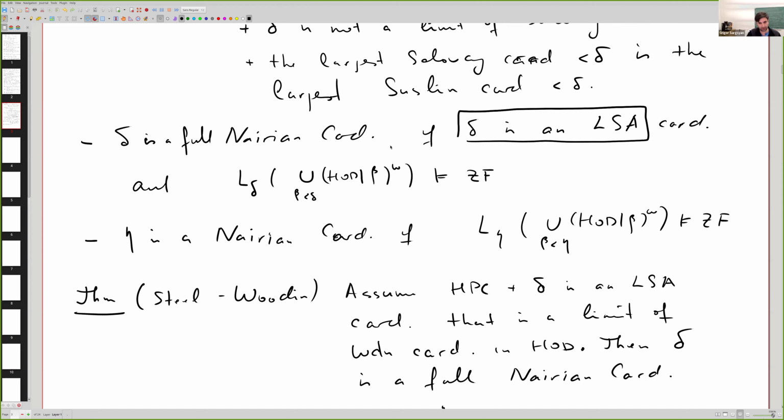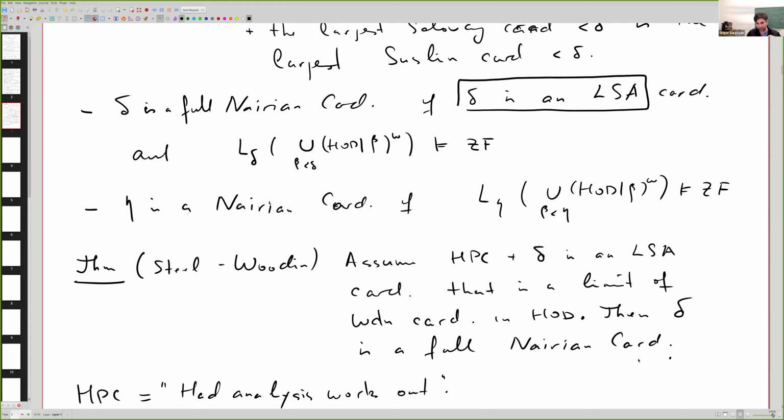I said that we don't really know that Nairian cardinals are consistent. We still don't know that this hypothesis is consistent. Which hypothesis? That delta is an LSA cardinal that is a limit of Woodin cardinals in HOD. We don't know if such a thing can happen, but this theorem tells us that something is going on, right? So this was a very important theorem.